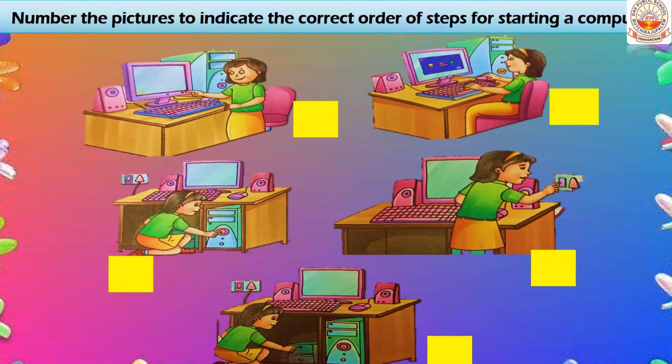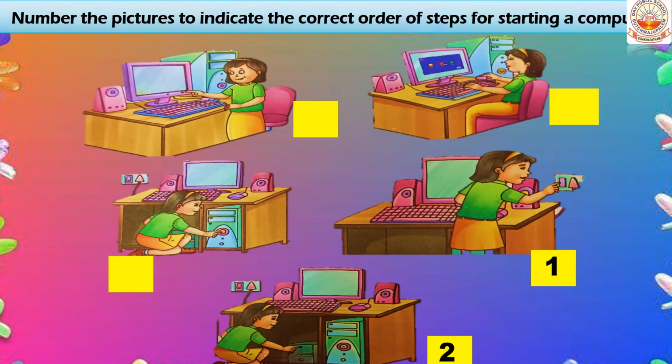Now see all these pictures and tell me what is the first step, children. What you have to do? You have to switch on the main power button, isn't it, children? Now tell me which picture? Yes. You have to first switch on the main power supply. That is step 1. Now tell me what is the second step? Yes, the second step is you have to switch on the UPS.